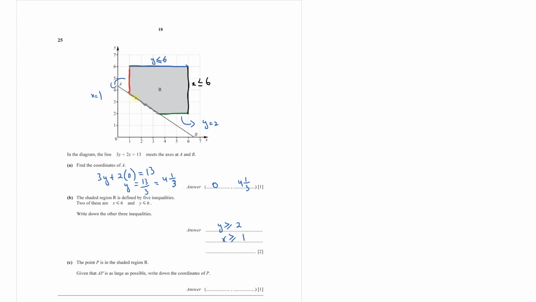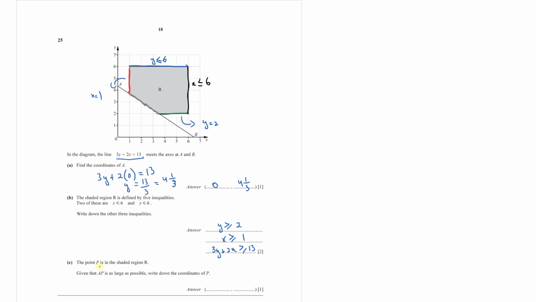And the third inequality will be represented by the equation of this line, which we are given here. And since the region is above this line, this equation becomes 3y plus 2x, again similarly, greater than or equal to 13. So these are the other 3 inequalities that represent this region R.